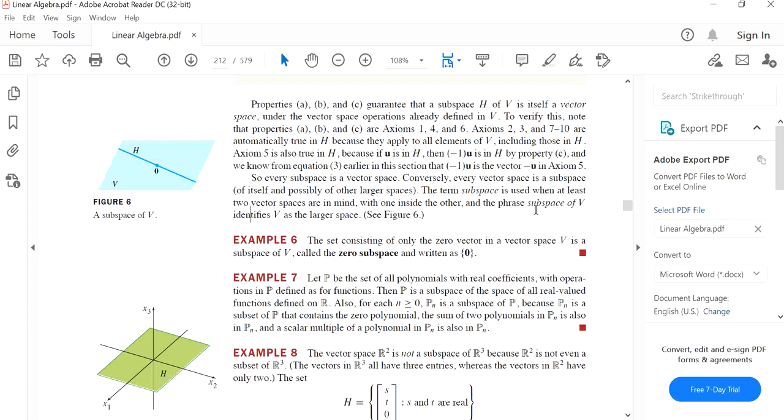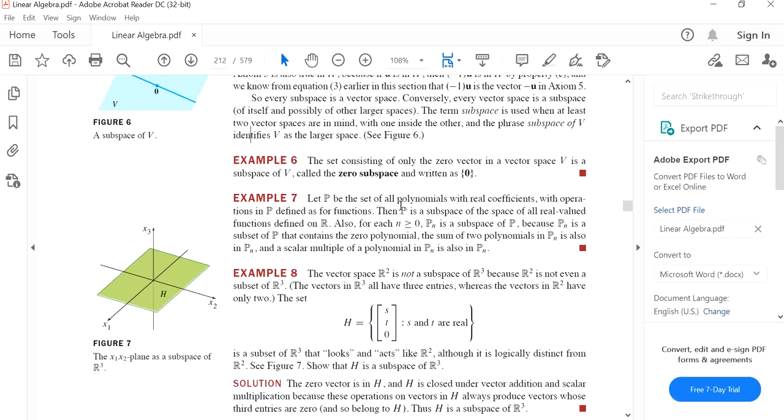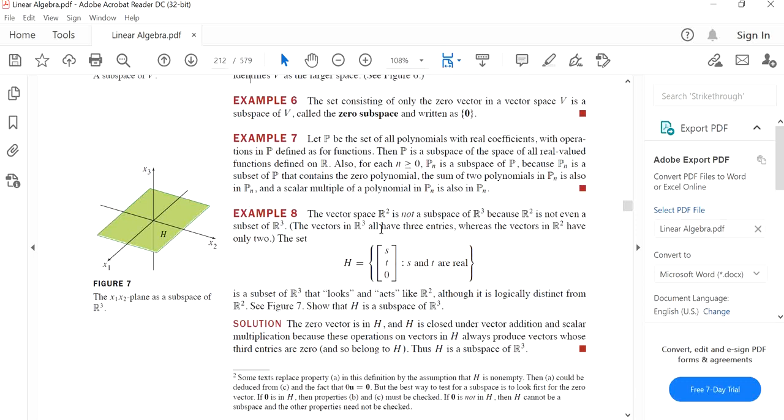The term subspace is used when at least two vector spaces are in mind, with one inside the other, and the phrase subspace of V identifies V as the larger space. These are self-explanatory things. Now let's look at a few examples of subspaces as well. The set consisting of only the zero vector in a vector space V is a subspace of V called the zero subspace and written as {0}.